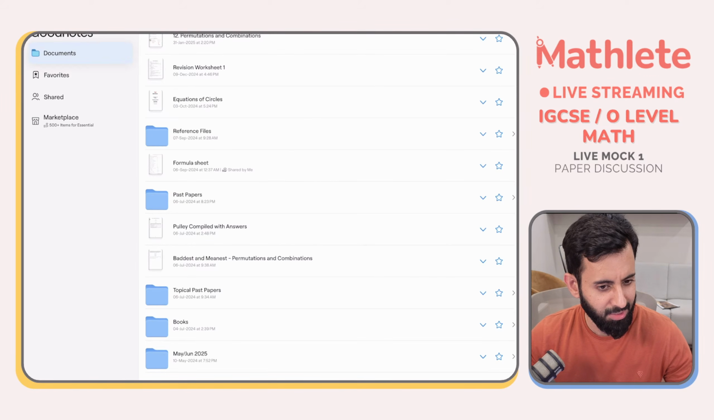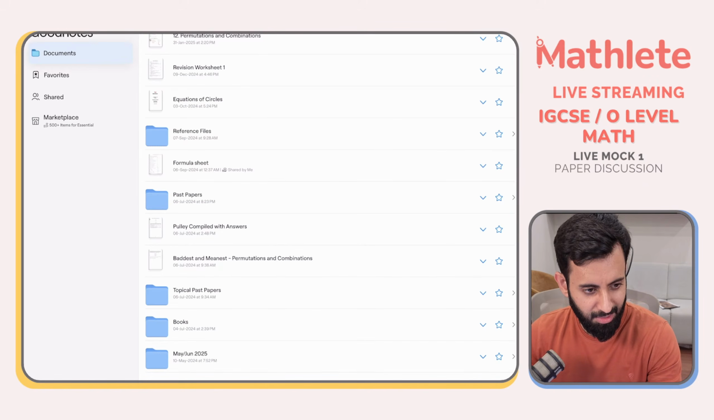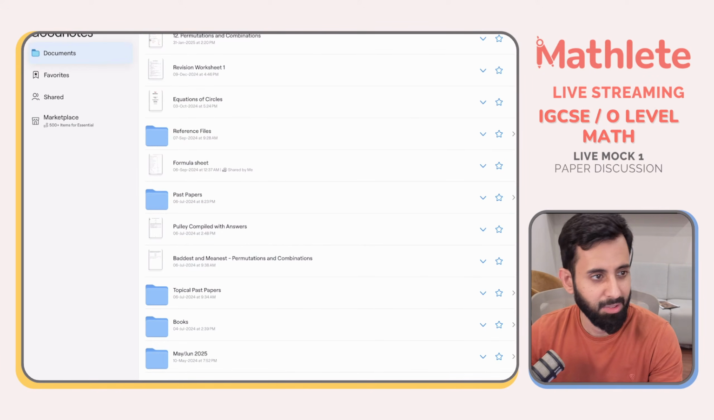Baddest and meanest for PNC file? Where did you see that? ये कहाँ दिख गया आपको? There is baddest and meanest, but where did you see that right now?